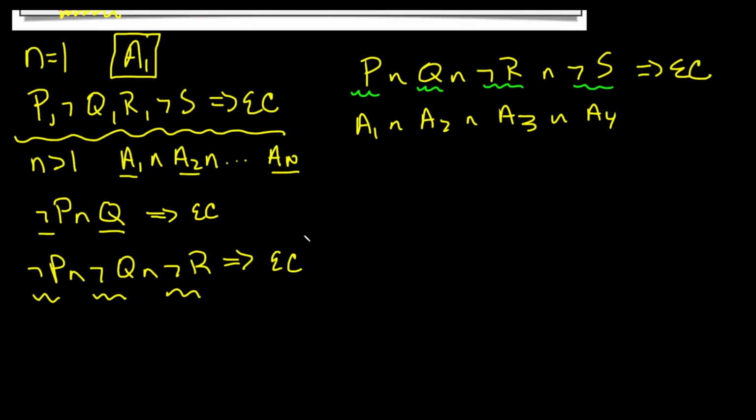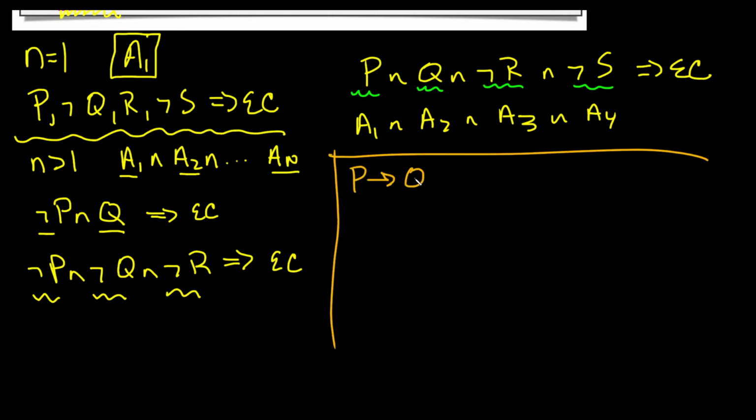Let's look at some examples of formulas that are not elementary conjunctions. A simple case would be P right arrow Q. P right arrow Q is not an elementary conjunction. And the reason for this is because if we treat it as a single formula, a sub 1, then it is not a literal.